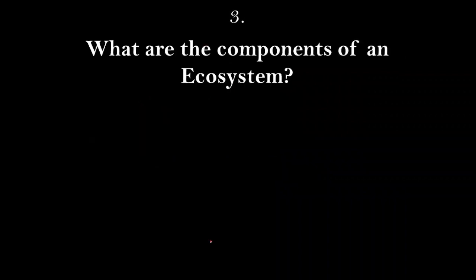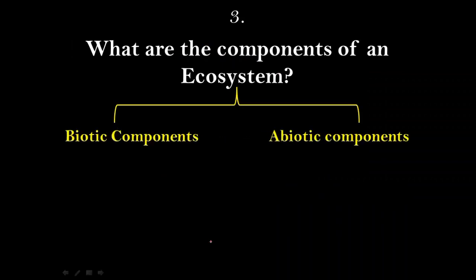Question number 3. What are the components of an ecosystem? We have two components, that is biotic and abiotic components. As we talk about biotic, the word bio literally means life, and therefore anything to do with life or living organisms will fall under the biotic components. For example, a green plant, an animal or a bacteria. All these have life within themselves, and therefore all these living organisms will fall under the biotic components of an ecosystem.